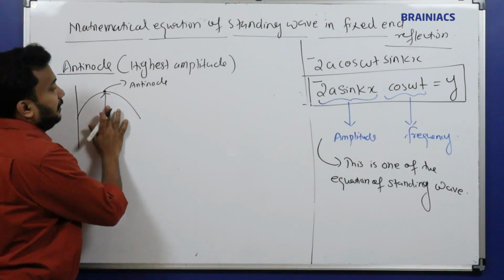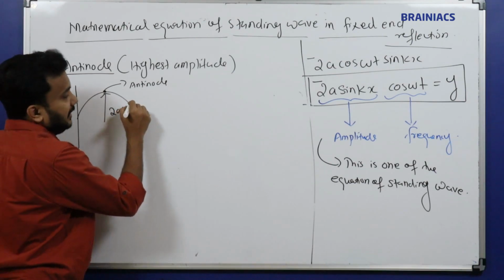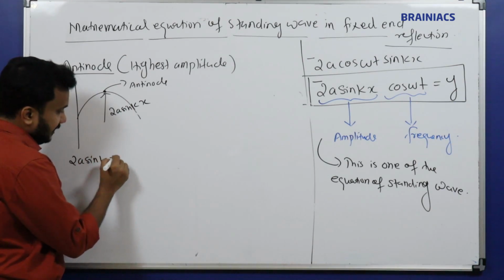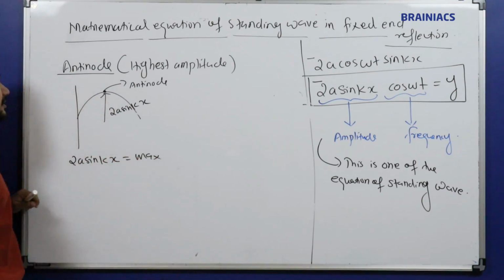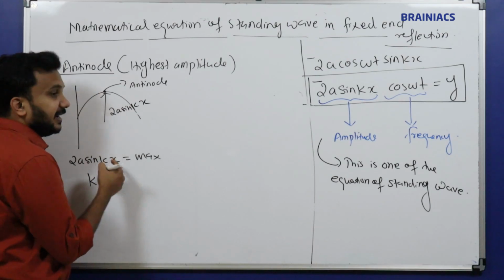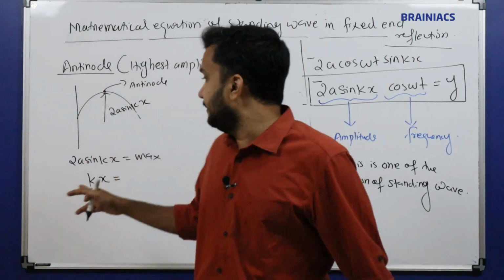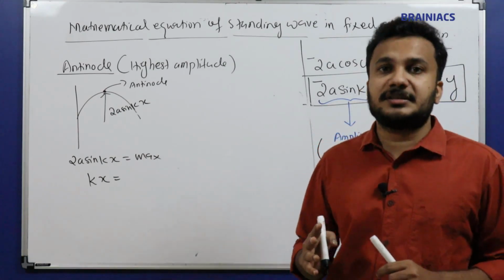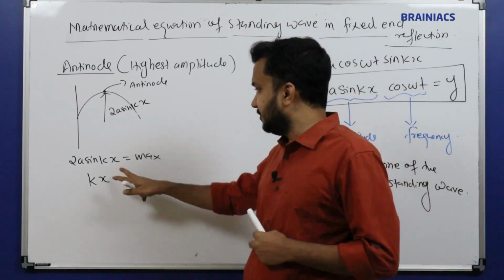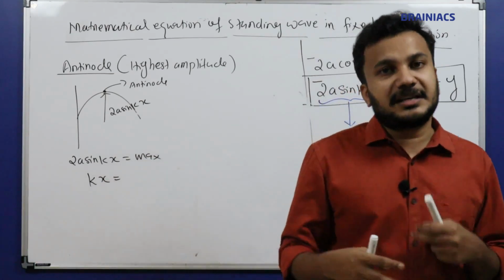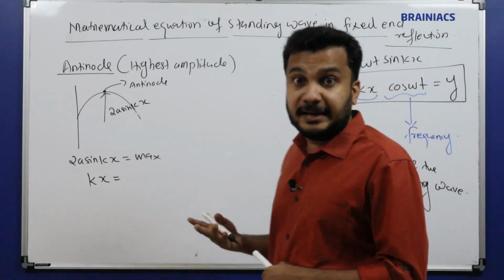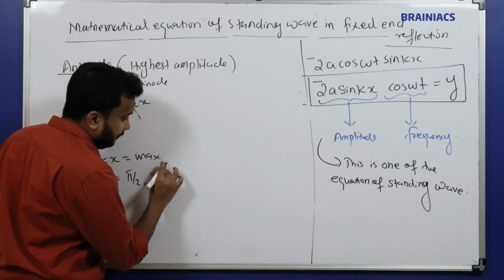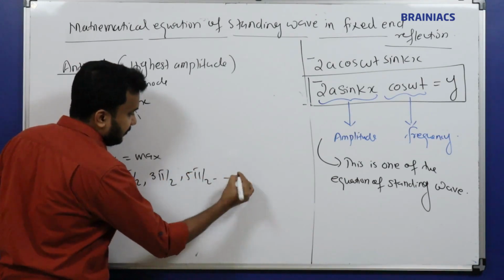In the case of a standing wave, the amplitude will be 2a sin kx. This is called the amplitude. So 2a sin kx is equal to maximum when sin theta is maximum. So what will be the values of theta for which it is maximum? Pi by 2, 90 degrees. So I can say pi by 2, 3 pi by 2, 5 pi by 2, 7 pi by 2, etc.